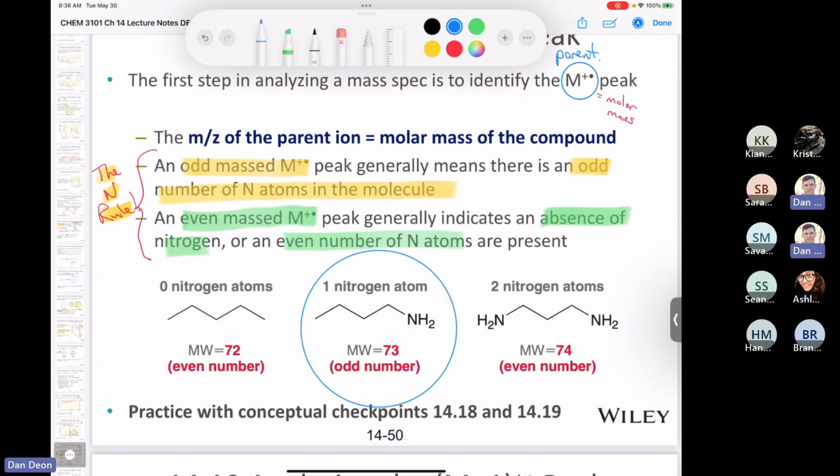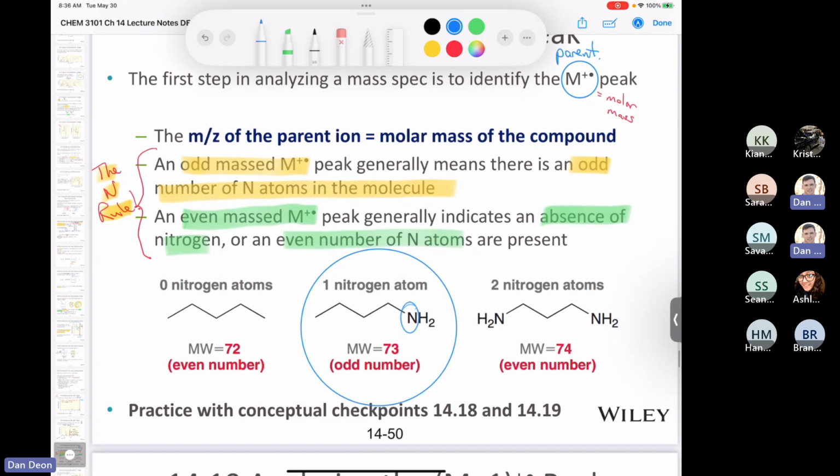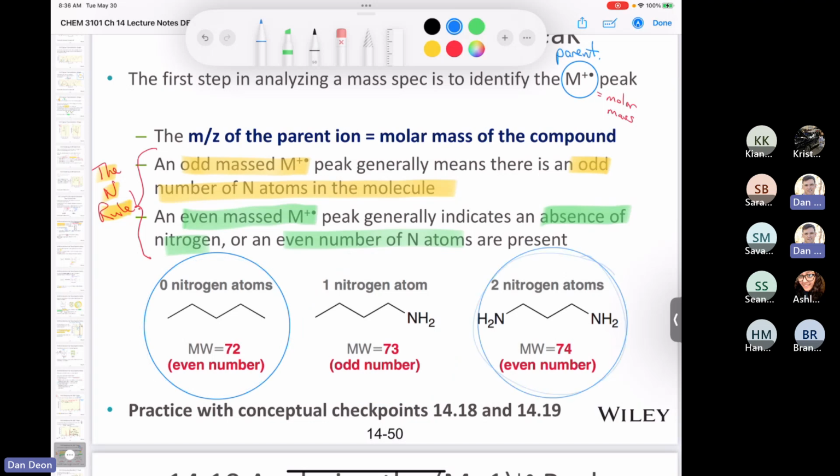The name isn't here nor there because we don't learn amine nomenclature until organic 2. But the idea is that it's got one nitrogen in the molecule, so it has an odd number of nitrogens, therefore it has an odd mass. If you look at the other two compounds, pentane has no nitrogens, and this one here, which is a diamine, would be 1,3-propane diamine. Again, name's not important, but it's got an even number of nitrogens, so it has an even mass.